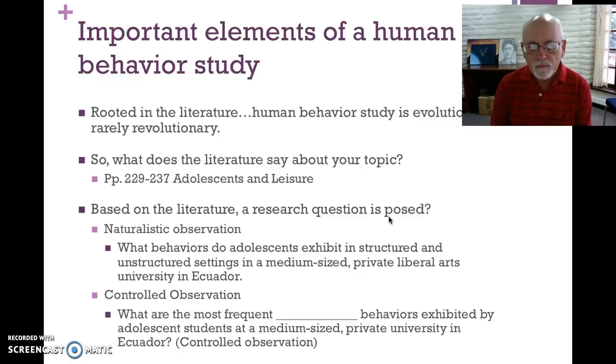Now, the two different kinds of observations. One is called a naturalistic observation, and the other is called a controlled observation. A naturalistic observation is when the researcher simply goes out with a little bit in mind about what they're going to be looking at. In this case, you're going to be looking at adolescents and their leisure activities and adolescents and their social media activities.